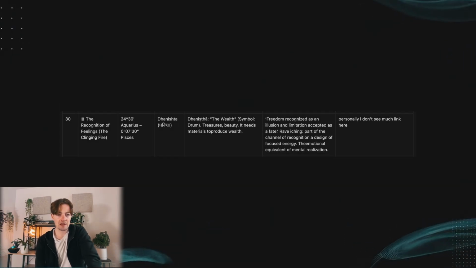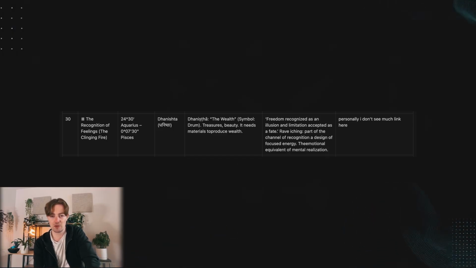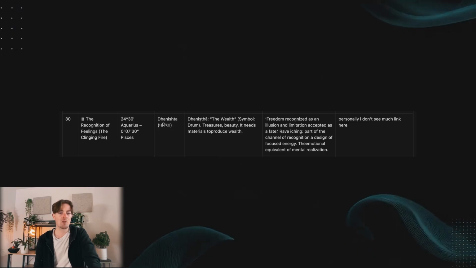Gate 30, the gate of the recognition of feelings, or the gate of clinging fire. It goes from 24 degrees Aquarius to just at the start of Pisces. We're in the Dhanishta Nakshatra, Dhanishta again being the wealth, treasures, beauty, materials. The notes that I have for gate 30, the recognition of feelings, the clinging fire, is freedom recognized as an illusion and limitation accepted as fate. From the I Ching, I have that it's part of the channel of recognition, a design of focused energy, the emotional equivalent of mental realization. So it's a gate of recognition of feelings, high emotional awareness.